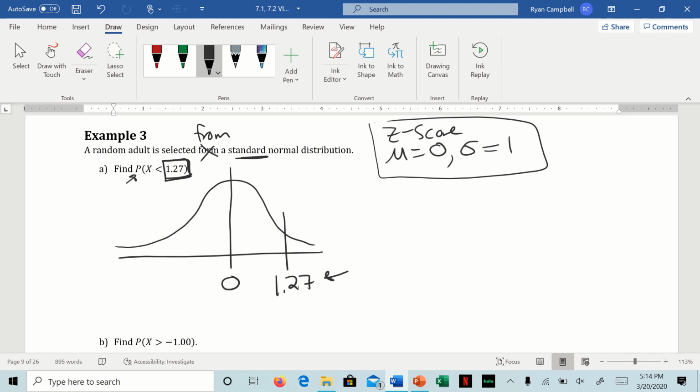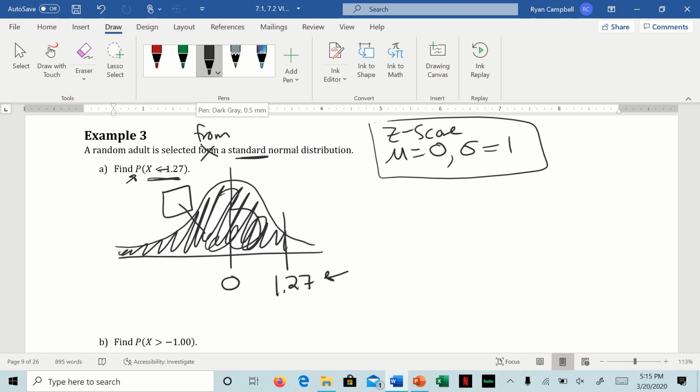Step 2, shade in the region. If we want x is less than 1.27, are we going to be shading to the left, to the right, or in between? Hopefully you remember that's going to be to the left, right? Everything is less than it. So all of that area. Which makes sense, because the thing that we want is the probability. The question mark, the blank space that we have, should be up here because that's the probability that we want.